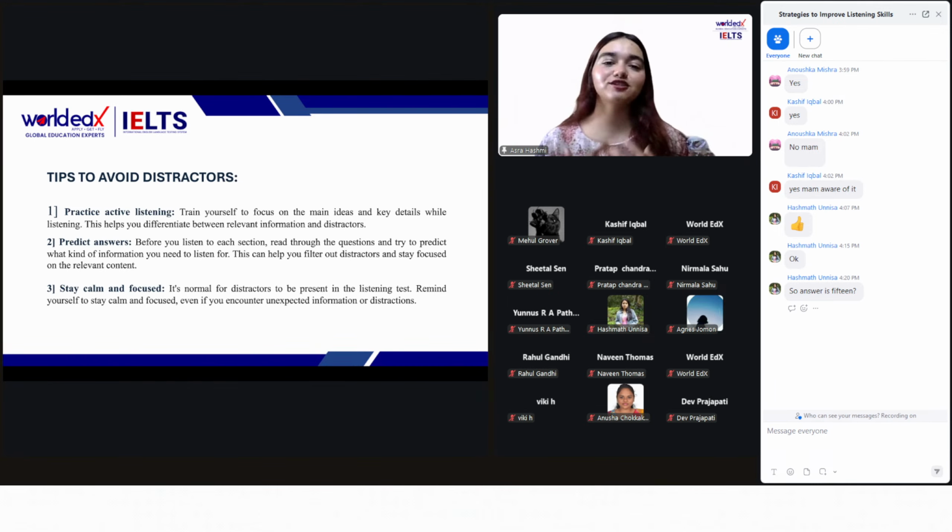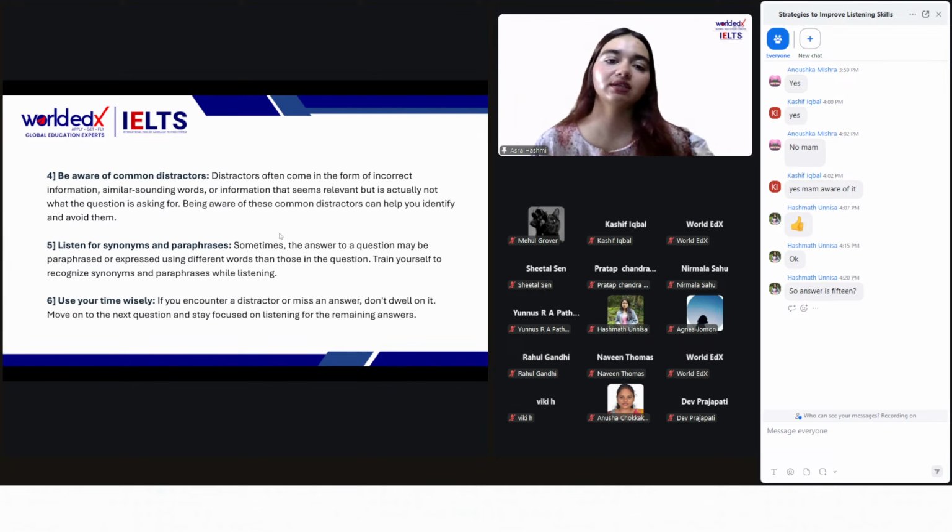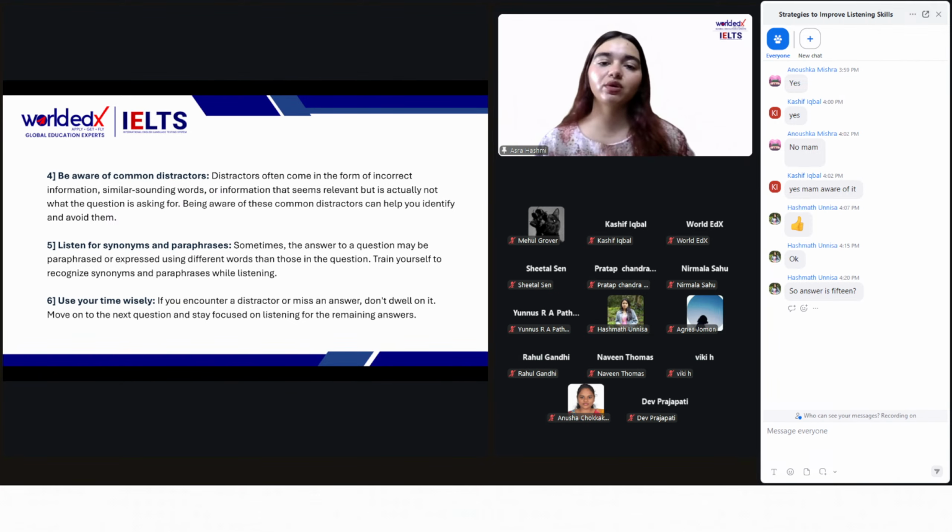ठीक है. Some of the common distractors are similar sounding words, some information which seems relevant but isn't, and some words that seem very close but have different meanings. So you have to be aware of these terms. You need to know that 50 means different and 15 means different, right? So if you have these kinds of distractors, you have to pay close attention to them and mark the correct term, okay?